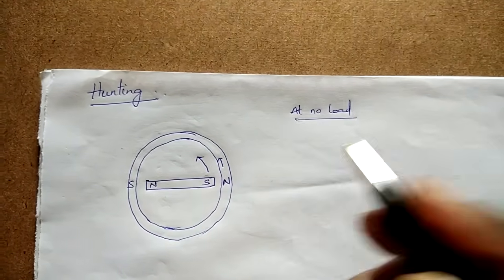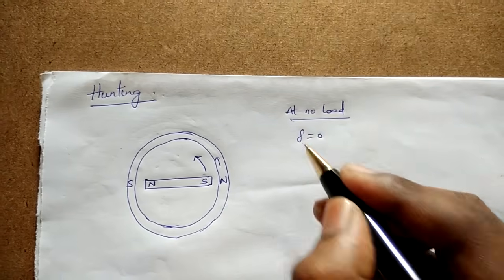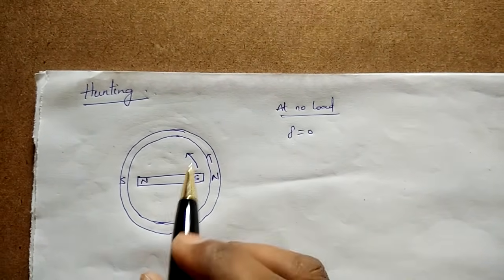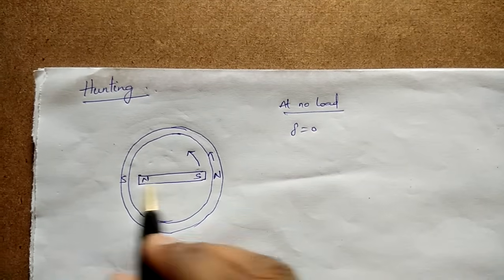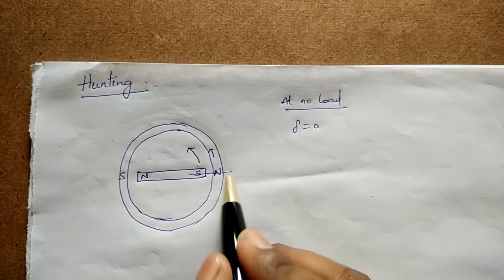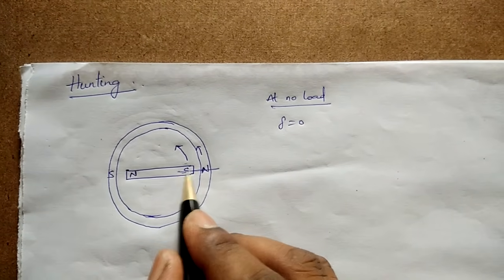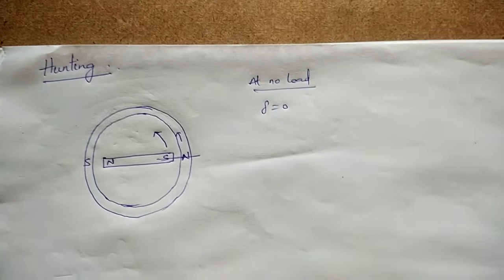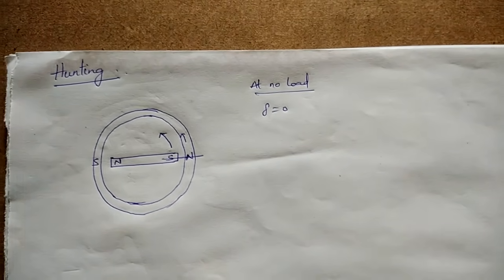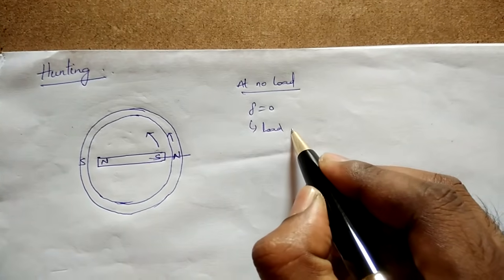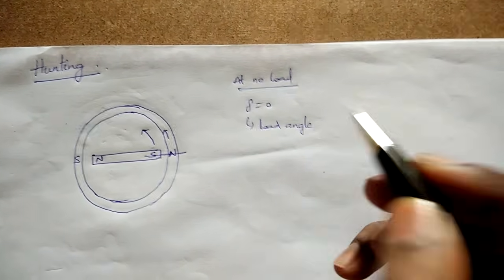So at no load, delta is equal to 0. Delta is the angle, the load angle. These two are locked to each other and align in the same line. If both align in the same line, then delta is equal to 0 at no load. Now, what is delta? Delta is called the load angle.